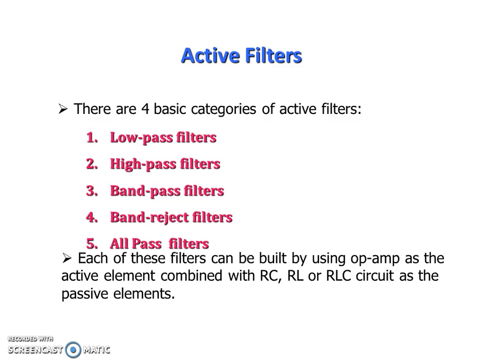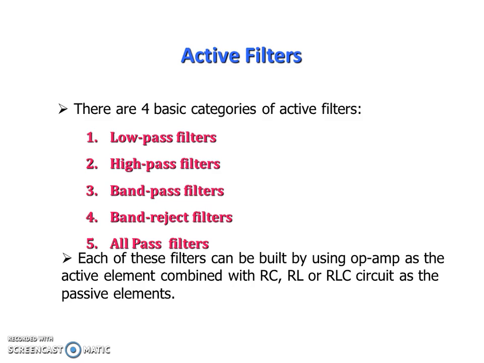We know that basically they are classified into four, but here we have included one more, all pass filters. Basically we have four categories of active filters: low pass filters, high pass filters, band pass filters, band reject filters, and all pass filters. Each of these filters can be built by using an op amp as an active element, combined with RC, RL and RLC passive components.